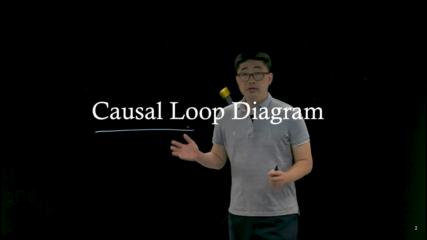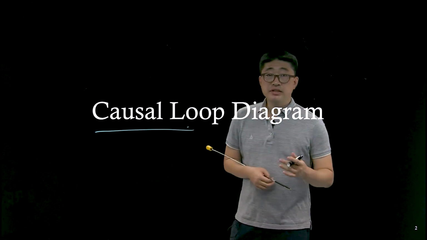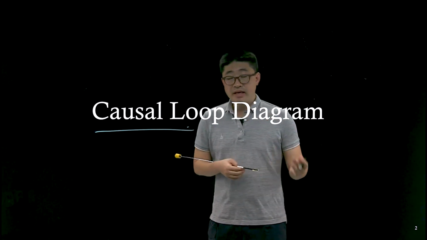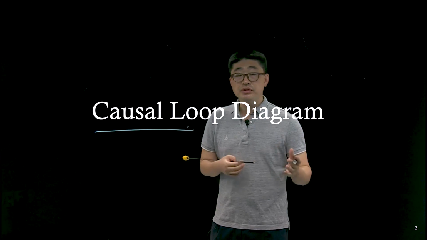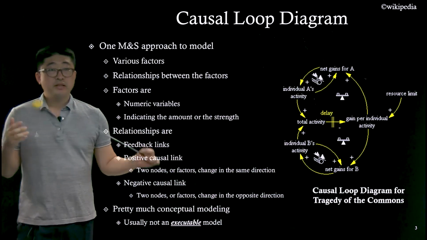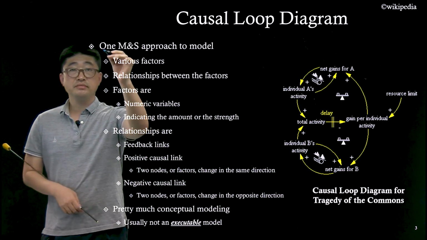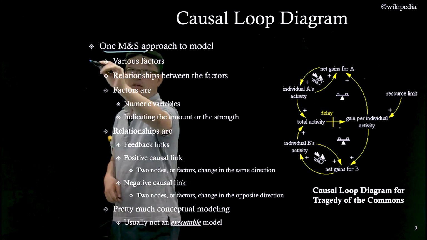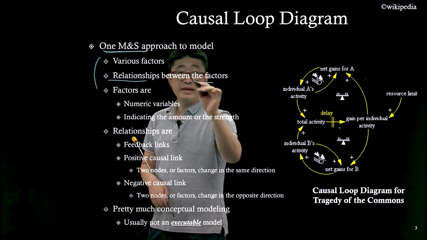As it says, the cause and loop will impact the variable fluctuations, and those fluctuations can be modeled and executed in terms of the system dynamics model. However, this causal loop diagram provides an abstract or design view of such models. So a causal loop diagram, for example like this, can be seen as a modeling and simulation approach to model various factors and, more importantly, relationships between the factors.